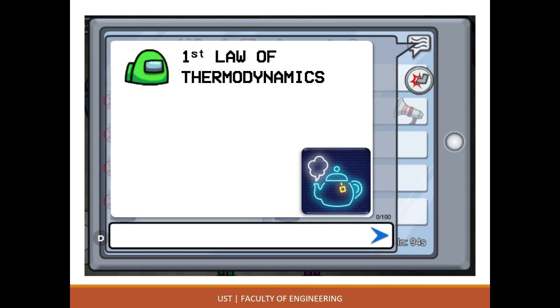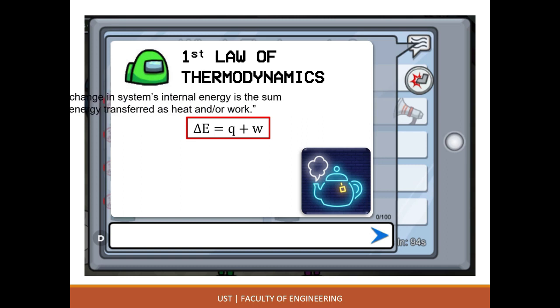Thus, mathematically, the change in internal energy of a system, whether increased, decreased, or retained, could be determined by accounting for the sum of the heat absorbed or released and the work done by or done on the system. We can therefore restate the first law of thermodynamics as the total change in a system's internal energy is the sum of the energy transferred as heat and or work.